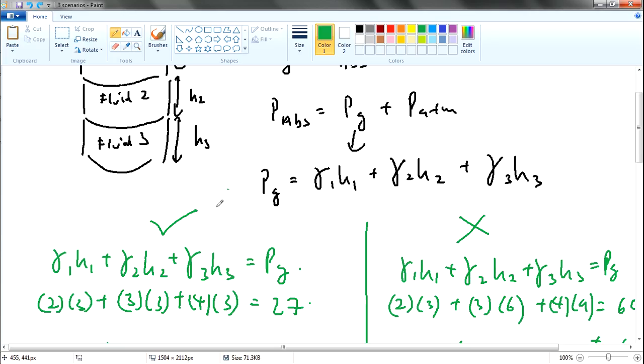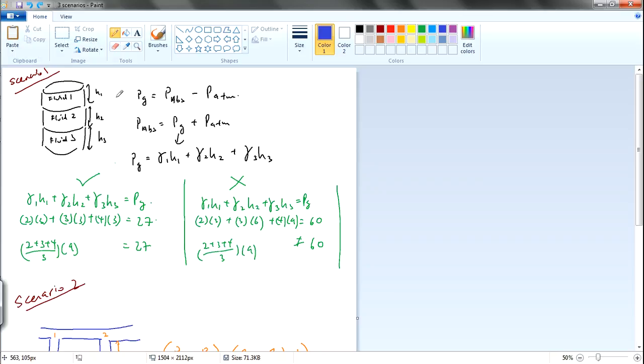Let me rephrase my words. In order to solve this, you may be tempted to say, I'm going to solve using gamma 1, fluid 1, multiplied by H1, plus gamma 2 times H1 plus H2. You may be tempted to do this, but this is the wrong method. Don't do this, because the pressure will be very high.